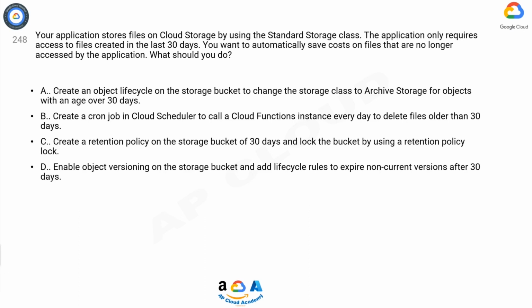A. Create an object lifecycle on the storage bucket to change the storage class to archive storage for objects with an age over 30 days. B. Create a cron job in Cloud Scheduler to call a Cloud Functions instance every day to delete files older than 30 days. C. Create a retention policy on the storage bucket of 30 days and lock the bucket by using a retention policy lock. D. Enable object versioning on the storage bucket and add lifecycle rules to expire non-current versions after 30 days.